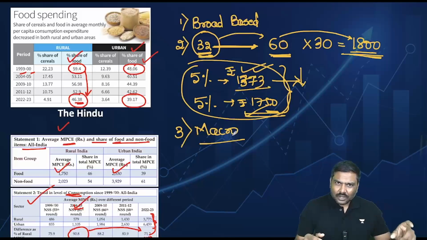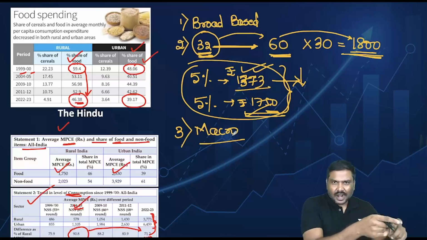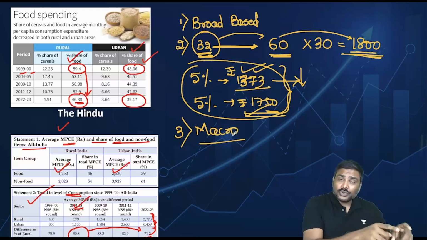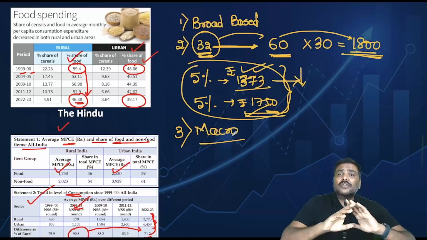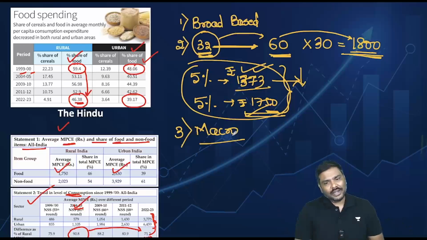We have the set of data now. Consumption expenditure data is available. It can be used to change the base year for many more macroeconomic indicators. That's a third very important point.